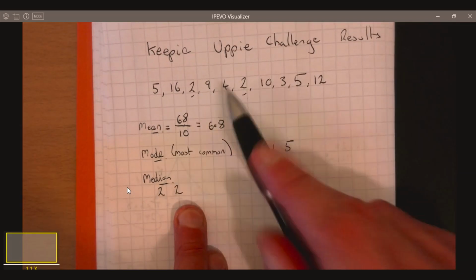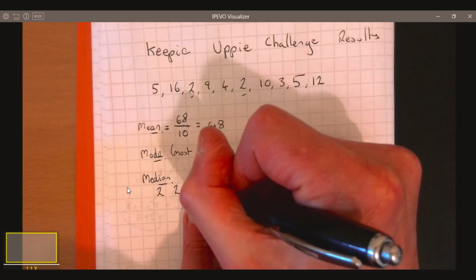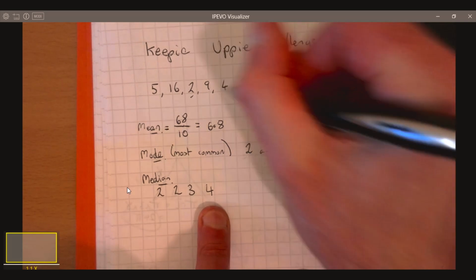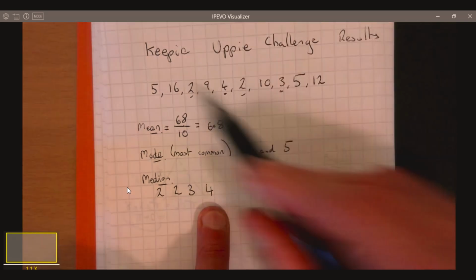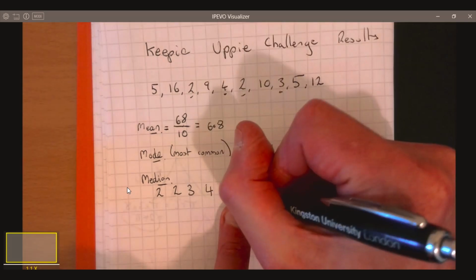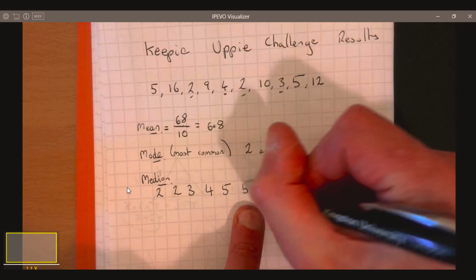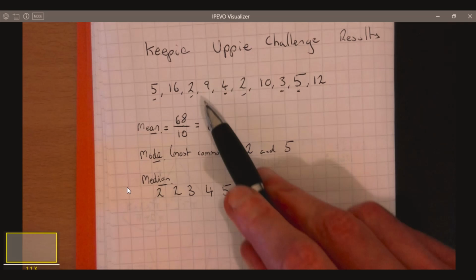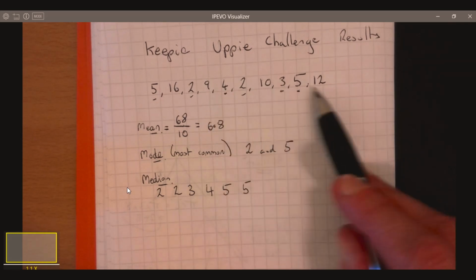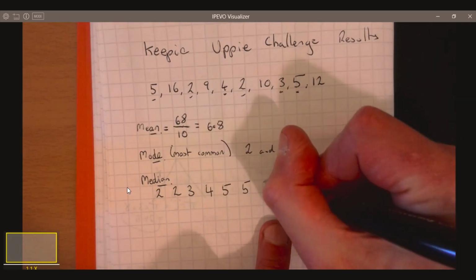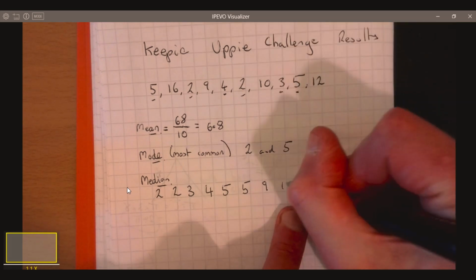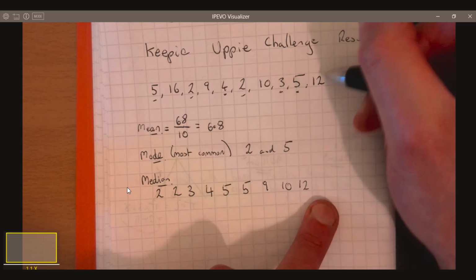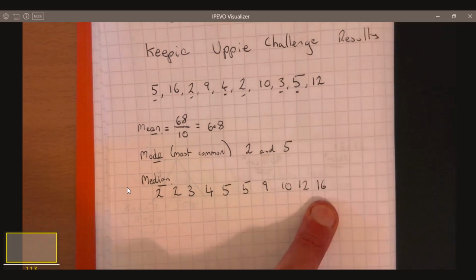And then we've got a 3 and a 4. So we've got a 3 and we've got a 4. There we go, got those 2. And then we had a couple of 5s. So we got 5 and 5. So just tick these guys off. And then we had a 9, a 10, a 12 and a 16. So we got a 9, a 10, a 12 and a slightly more respectable 16.